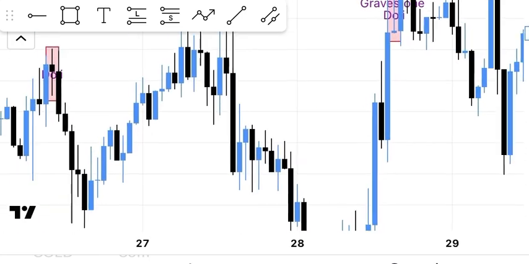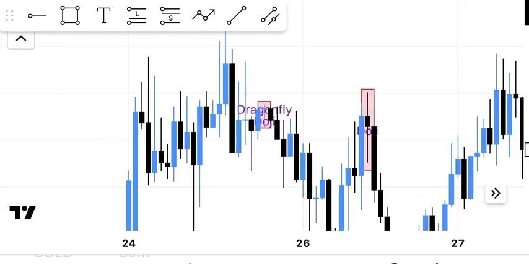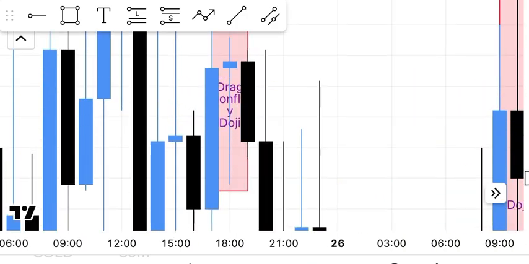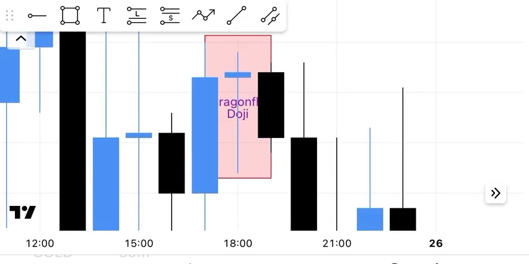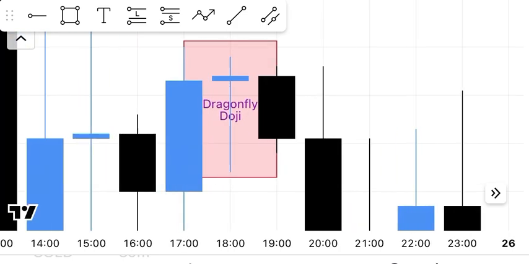Dragonfly. So follow me. I have it marked here because I don't want it to stress us, looking for it and wasting much of our time. Okay, this is how a dragonfly doji looks like. A dragonfly doji is one of the most powerful reversal candles you will see on a chart.